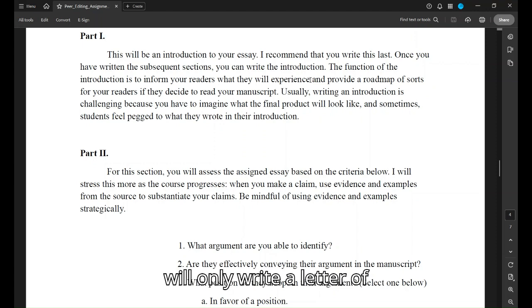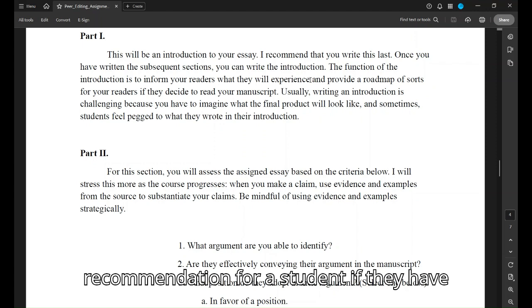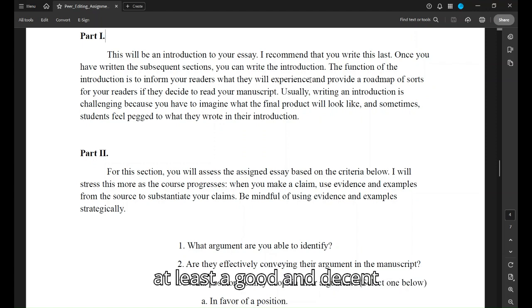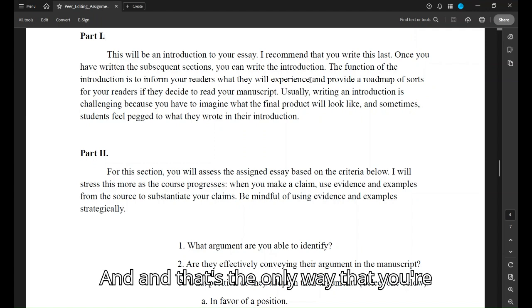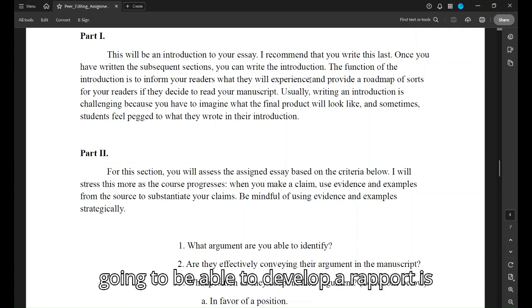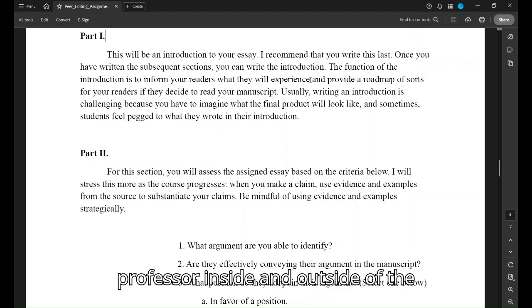Professors will only write a letter of recommendation for a student if they have at least a good and decent understanding of the student and have consistent interactions with them. That's the only way that you're going to be able to develop a rapport: by having conversations with your professor inside and outside of the class. Okay, all right. So now let me get back to this.